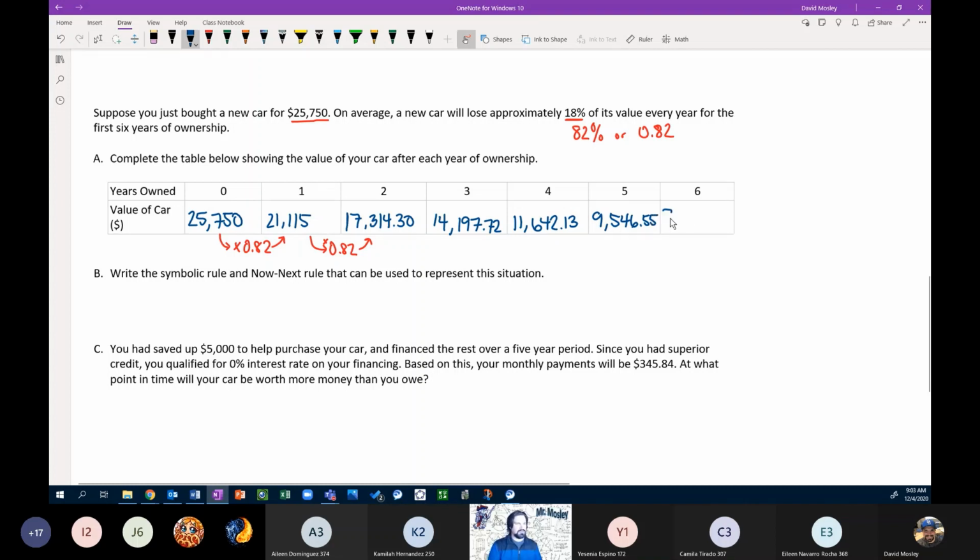After 6 years, we're at 7,828 and 17 cents. The car you bought for $25,750 is, after 6 years, only worth $7,828. It has lost a lot of its value. And that's just what happens when you buy a car. They're considered one of the worst investments you can make because they usually don't retain their value.